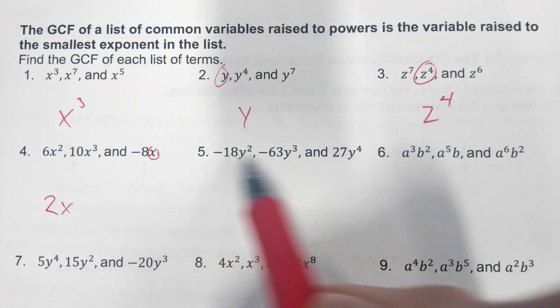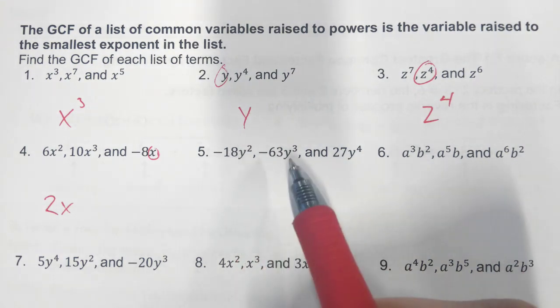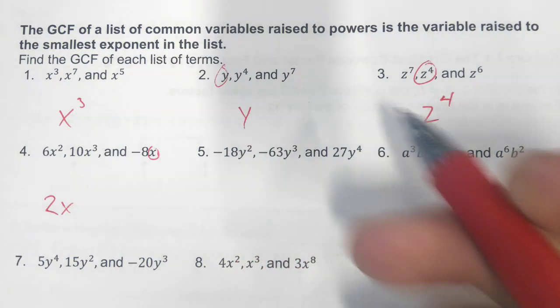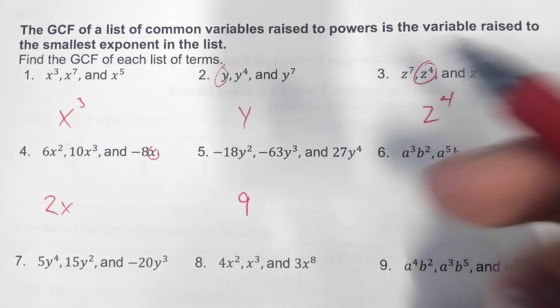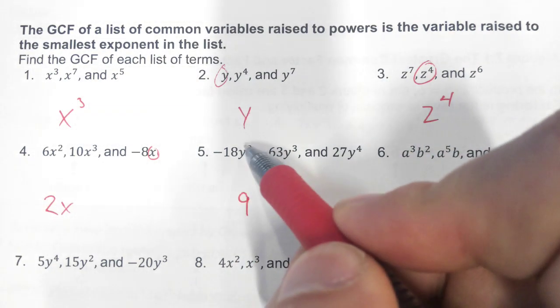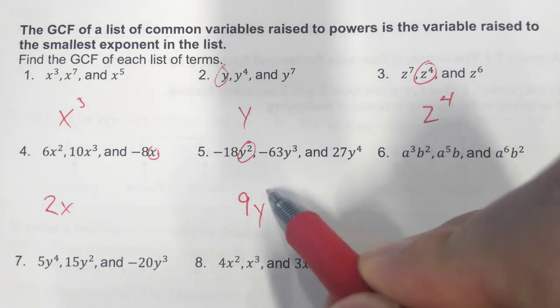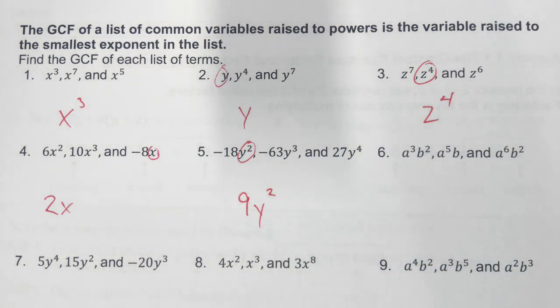On number 5, start with the coefficients. The biggest number that will divide 18, 63, and 27 is 9. And then you find the smallest y, and it's right there, y squared. So 9y squared is the GCF.